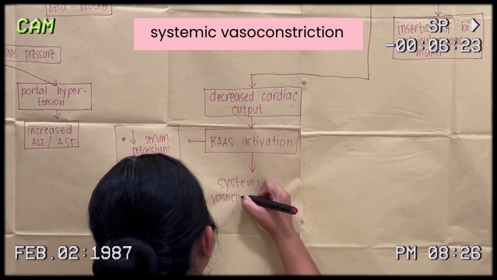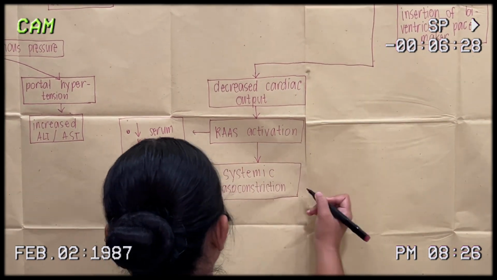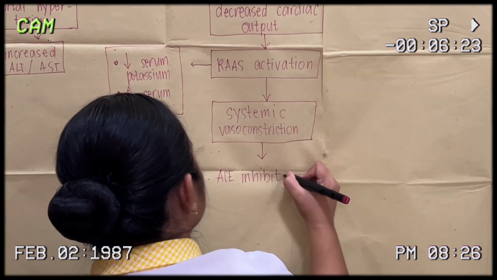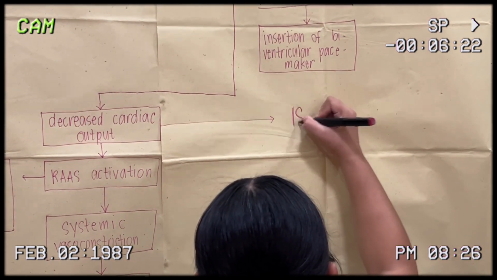This, in return, causes vasoconstriction to try to maintain blood pressure, but the angiotensin-converting enzyme inhibitors are used to block this compensatory mechanism, helping to reduce vasoconstriction and fluid overload, thereby easing the strain on the heart.